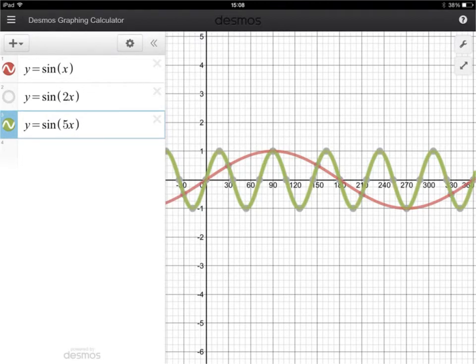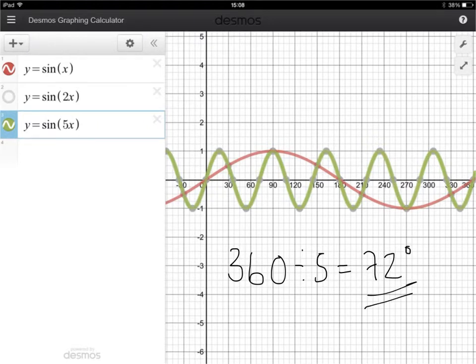So what this changes is the period of the graph. A normal sine graph, the red one, has a period of 360 degrees because it takes 360 degrees to do the full revolution. This green one has a period of 72 degrees because there's 5 of them within 360. So if we do 360 divided by 5, it means it's only taken 72 degrees to do one revolution.